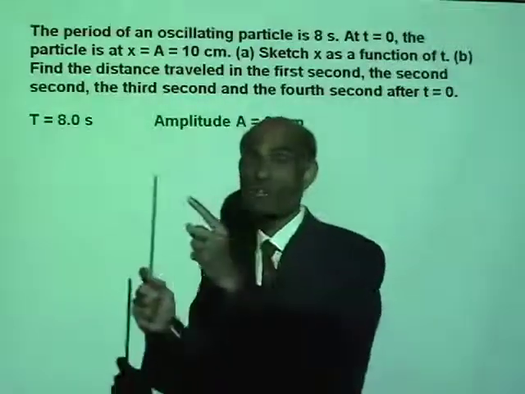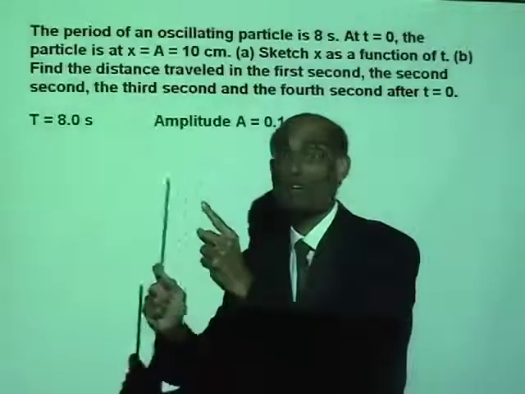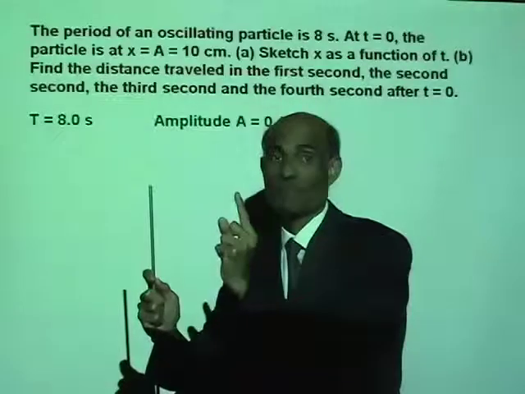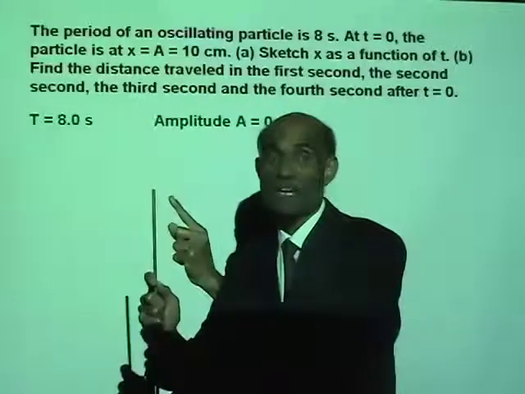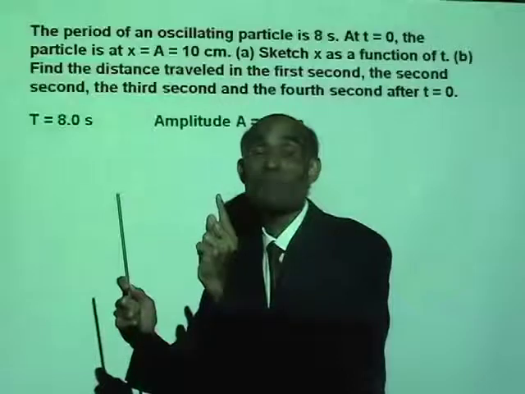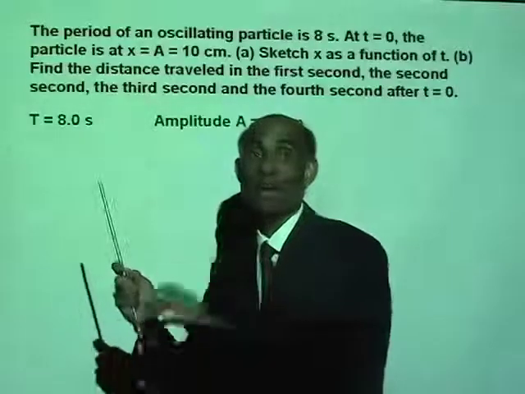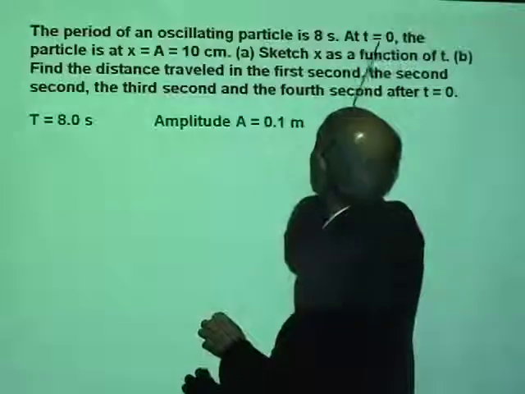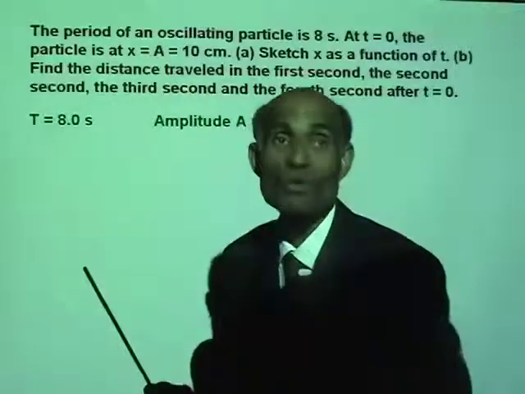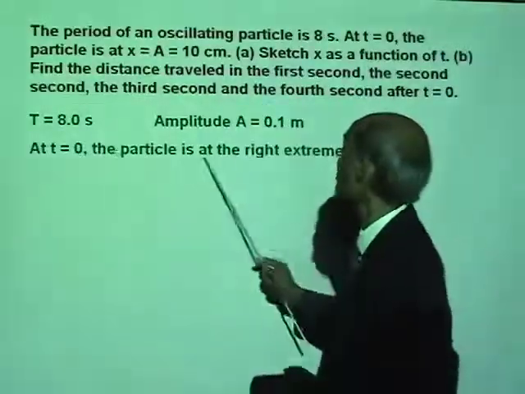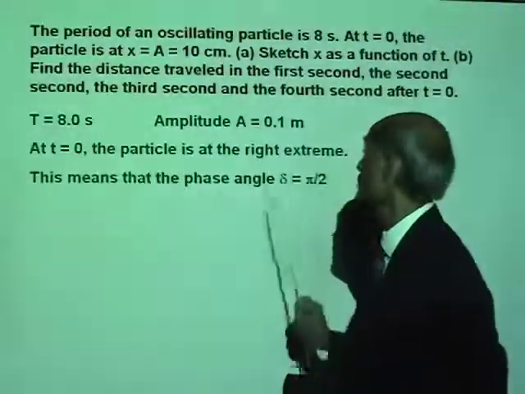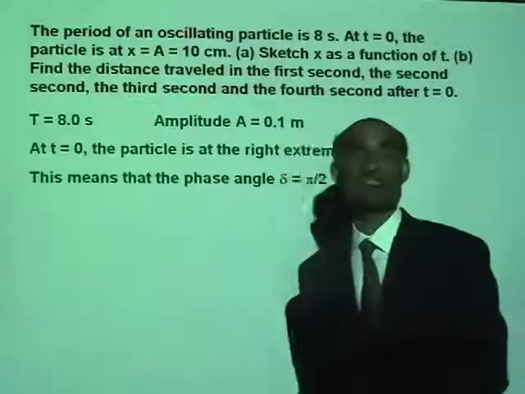Alright, the same thing occurs when you are having horizontal oscillation. If the object starts on the right, that means from the equilibrium it has actually come to the right. The phase angle is pi by 2. You see that? So at t equal to 0, the object is at x equal to A here, meaning the phase angle is pi by 2. At t equal to 0, the particle is at the right extreme. This means that the phase angle delta equals pi by 2.